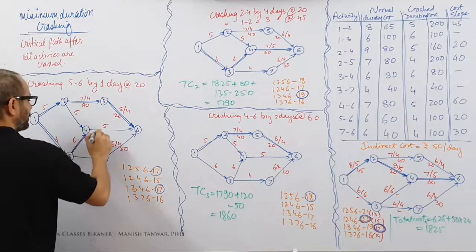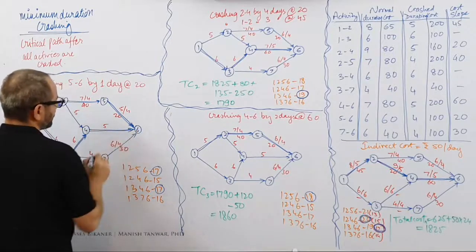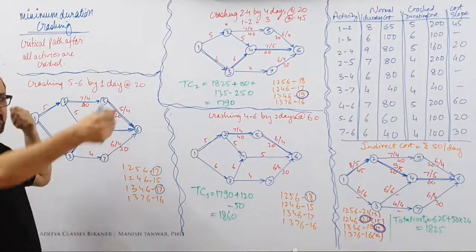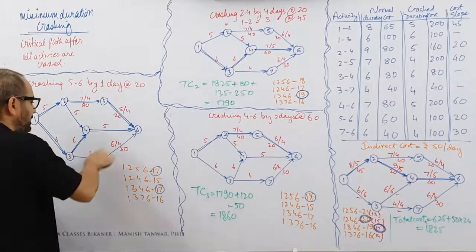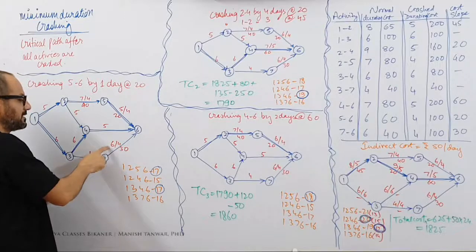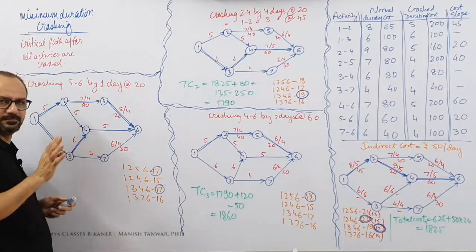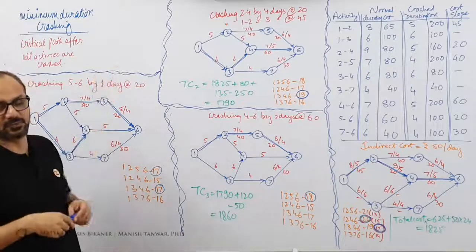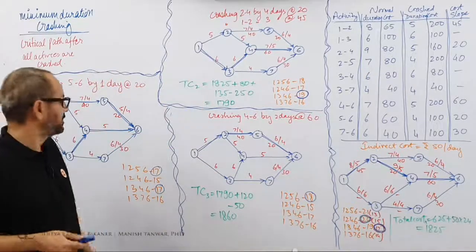Critical is a path where you cannot afford to delay. Because if you delay anything on critical path, your project gets delayed. If you delay on this path, if this 6 takes 7, no harm. But if you delay on this path, this 17 will become 18. So my project ultimately gets delayed. So that is the idea.